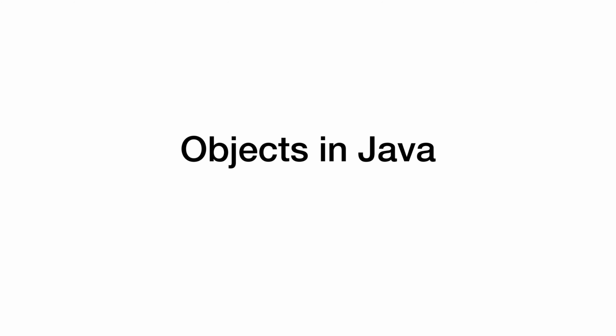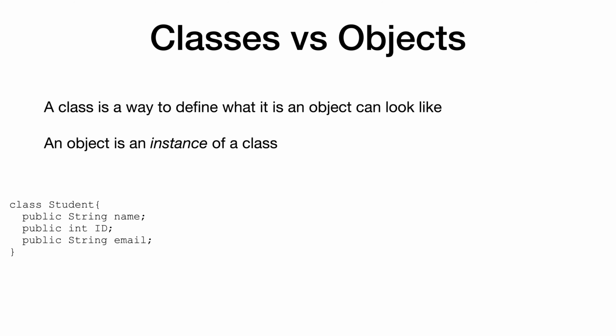In this video, we're going to talk about using objects, in particular, a little bit about coding them in Java, but a review from your textbook on using objects and the difference between those and classes. So what's the difference between an object and a class? Well, a class is a way of defining what an object can look like.